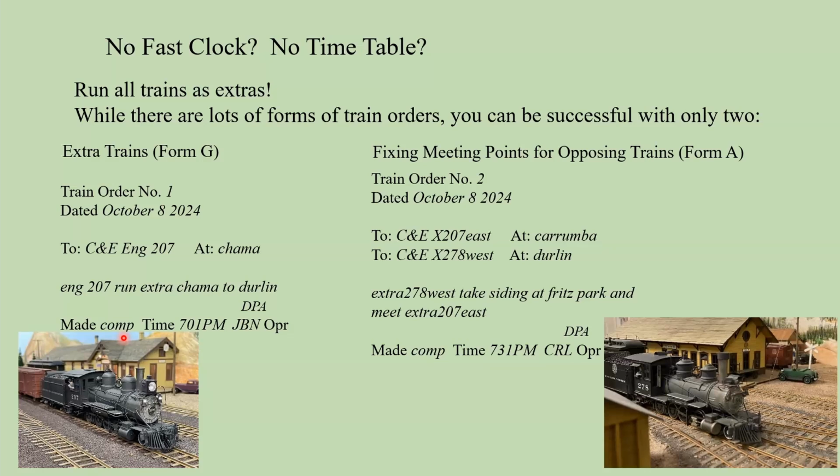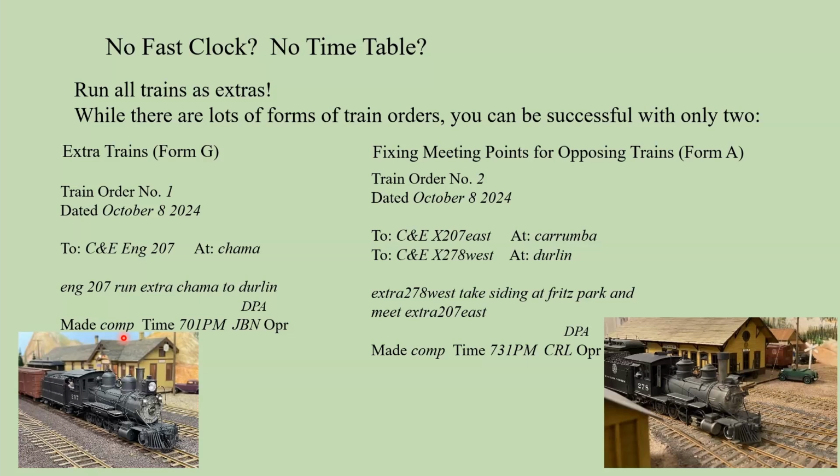Similarly, I'm dictating train order number 2, dated the same date, and it's to the conductor and engineer of 207 East at Corumba. So the train we just authorized is going to pick this order up further down the line. It's also going to the conductor and engineer of extra 278 West at Durlin. And this order says extra 278 West, take the siding at Fritz Park and meet extra 207 East. And again, the same formalities at the bottom.